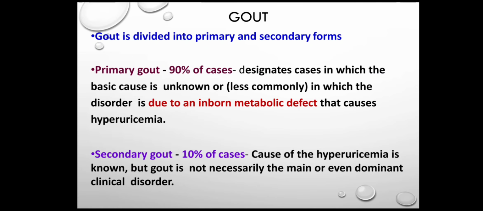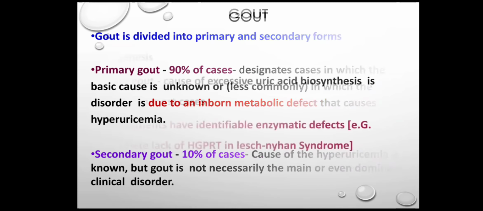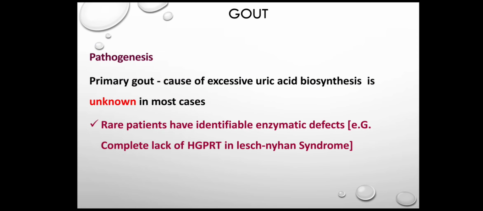The known enzyme defect which can occur in primary gout is HGPRT. If there is partial HGPRT deficiency, then it is primary gout, in which uric acid production will be increased but uric acid excretion will be normal. So these patients have an identifiable enzyme defect.